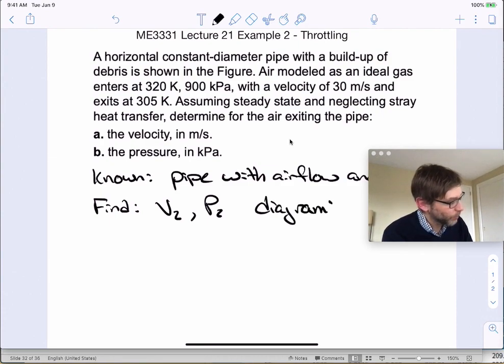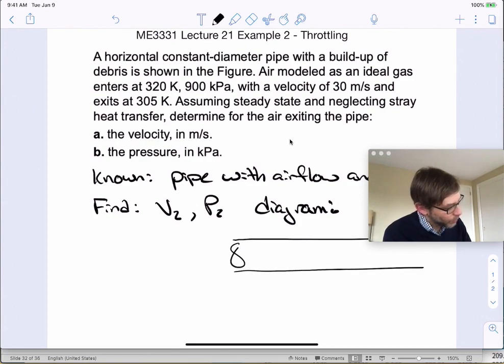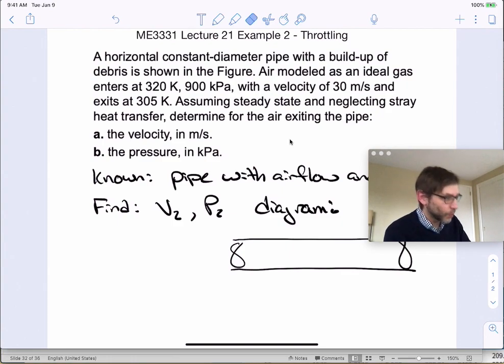So the diagram looks like this. We have a pipe. So I draw a pipe like this. Oh, it's going to take my whole line away. All right, it looks like this. I'm getting too picky. Now we have a buildup of some sort. So inside this pipe, there's some stuff.